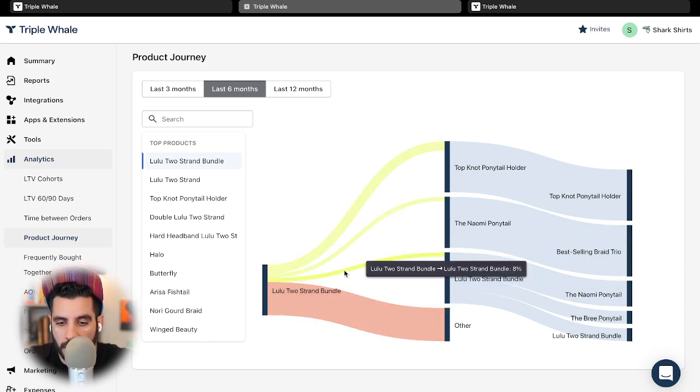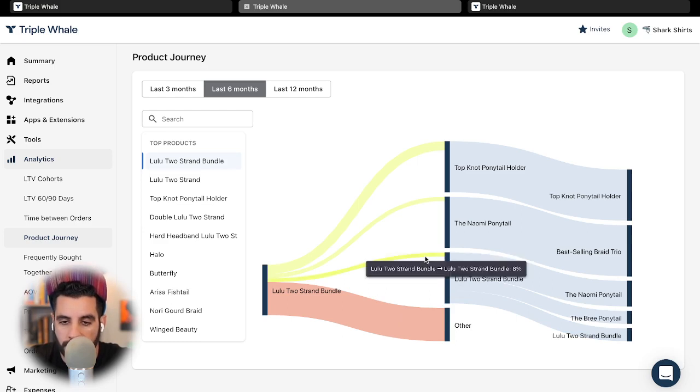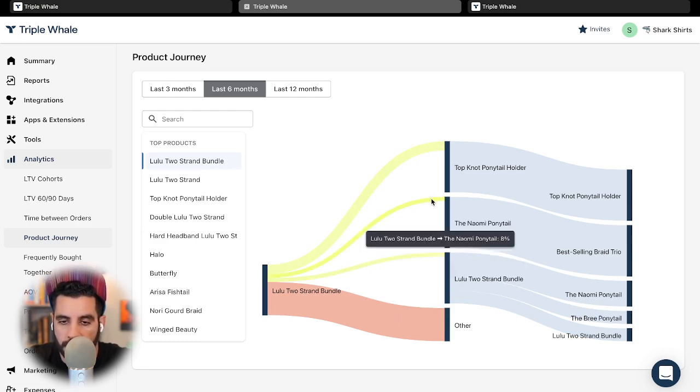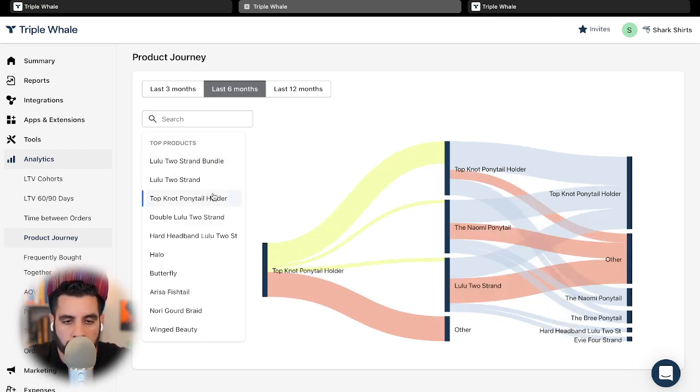So you're talking 8% and then 25%. So small but mighty. 8 to 25 is really good. You want to see that subsequent cohort grow. But again, this isn't a really great product in terms of driving a lot of awesomeness. 65% buy something else. Let's look at this product.